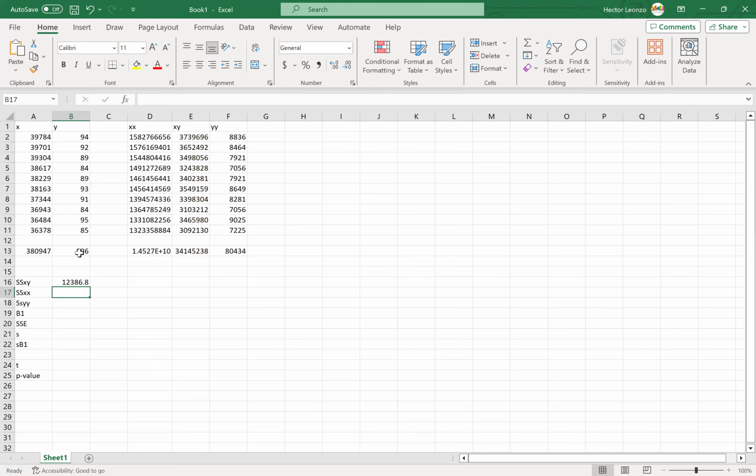For the sum of the squares of xx, I go equals sigma x squared. So sigma xx, that's this one, minus sigma x times sigma x divided by 10, because it was divided by n. For my sum of the squares of y, I go equals the sum of y squared, minus sigma y times sigma y divided by 10.